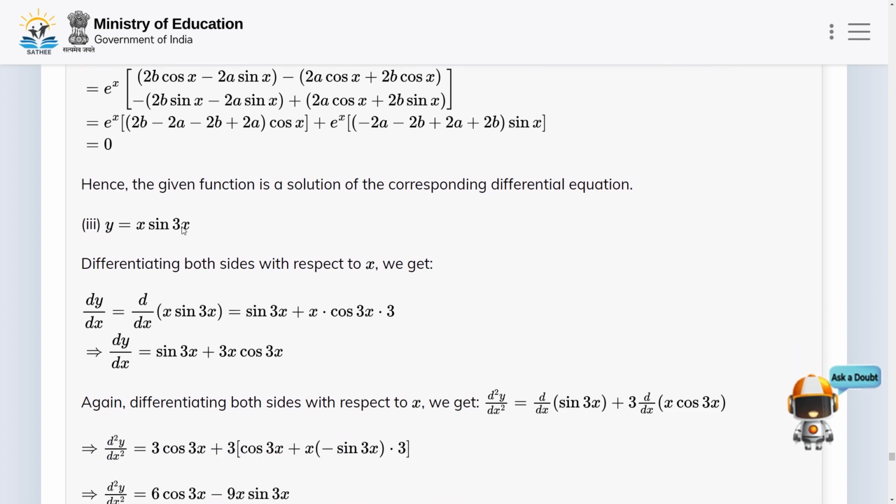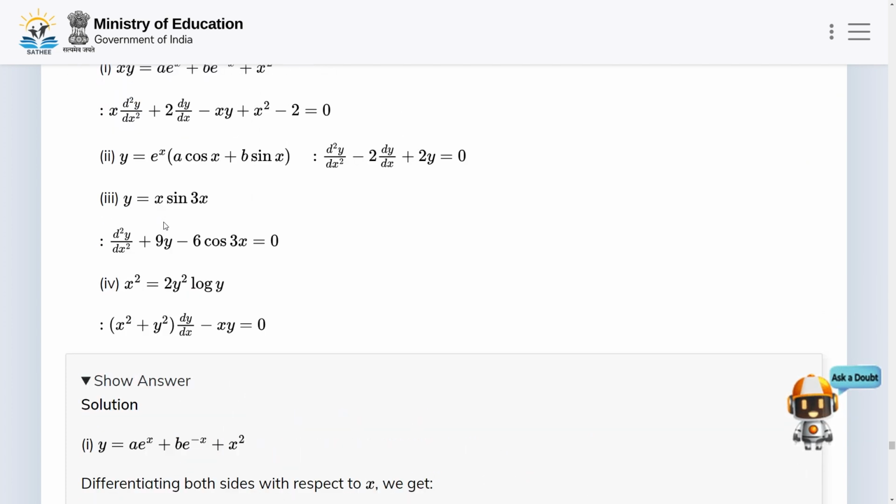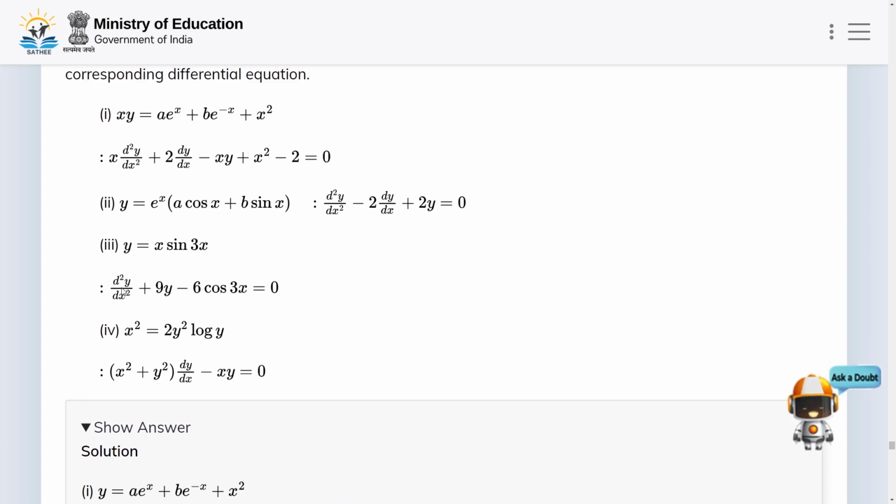Now y is equals to this. Y is equals to x sin 3x. Let me just once again give you. Y is equals to x sin 3x.